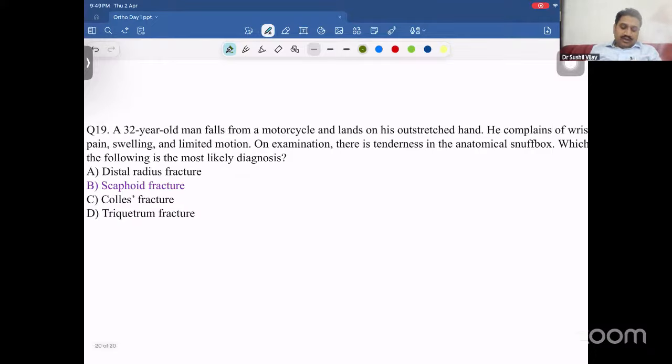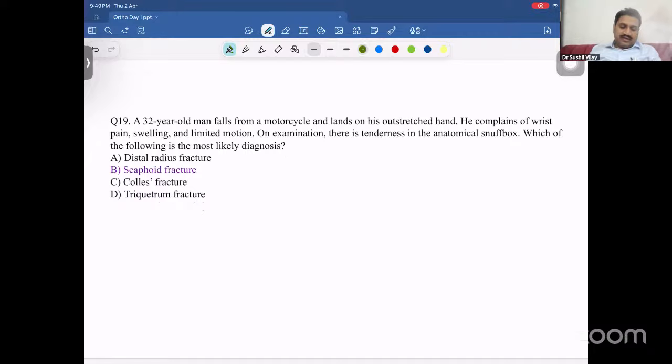Okay, chalo. Now this one, again a patient after a fall, complains of wrist pain, swelling and limited motion. Again, no mention of deformity, right? On examination, there is tenderness in the anatomical snuffbox, right? Which of the following is the most likely diagnosis? That is scaphoid. Now you tell me one thing, I'll put an add-on line to it. Somebody comes to you with tenderness in the snuffbox, and the doctor on duty has got an X-ray done, right? And X-ray is not showing any fracture.